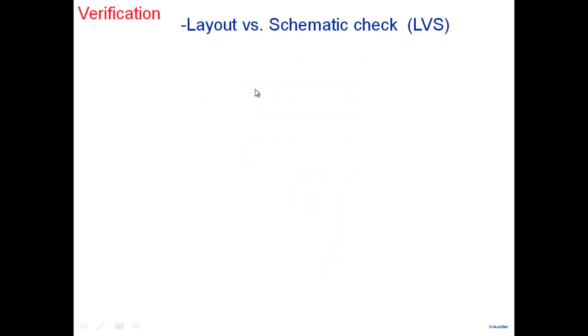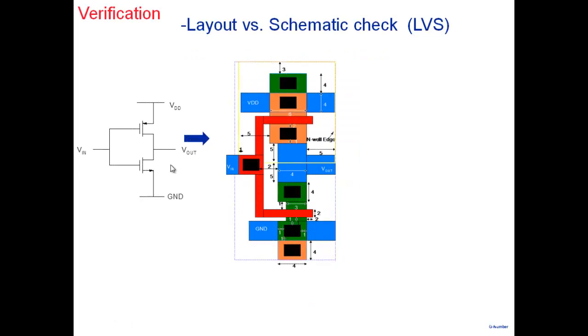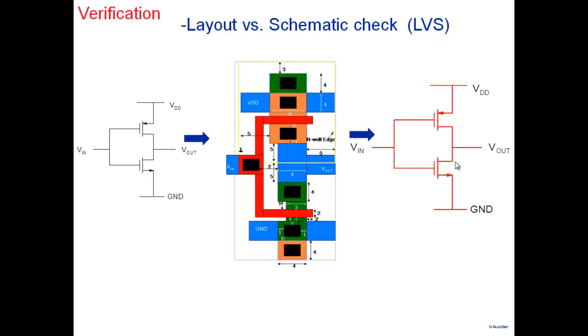The other part is, as I said, has the layout been faithfully translated? So you have an inverter and you've made a layout here. It is possible that none of the rules are violated, but this one is not a faithful translation of this particular schematic. So what we need to do is a very important step, the layout versus schematic check, LVS. From the layout we extract a new schematic. So we don't look at this schematic anymore. From the layout, we extract a new schematic, and then this new schematic is compared with the old schematic.